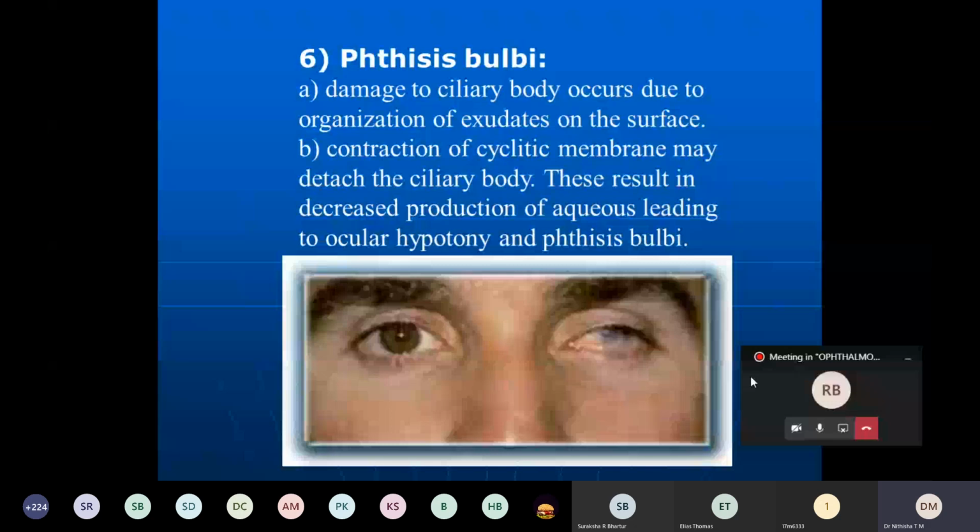So what are the complications of uveitis? First is secondary glaucoma. In the cornea there can be corneal edema, persistent corneal edema, band-shaped keratopathy, and retrocorneal membrane. Third, cyclitic membrane formation can be there. Fourth, there can be a complicated cataract. Fifth can be retinal detachment. Sixth is phthisis bulbi.